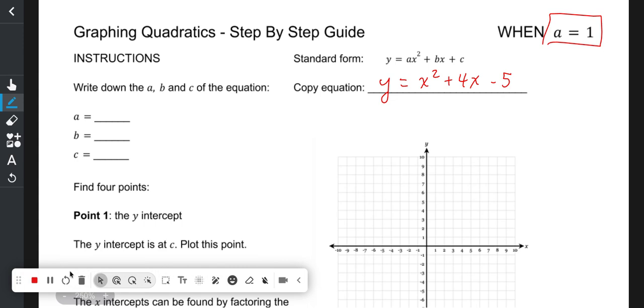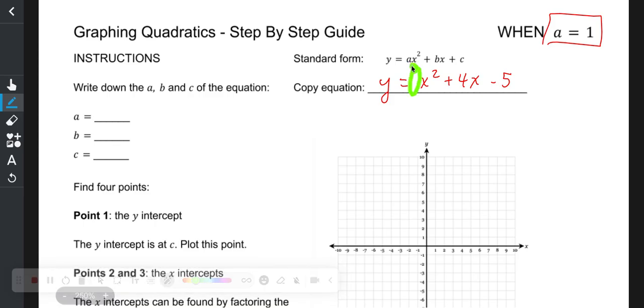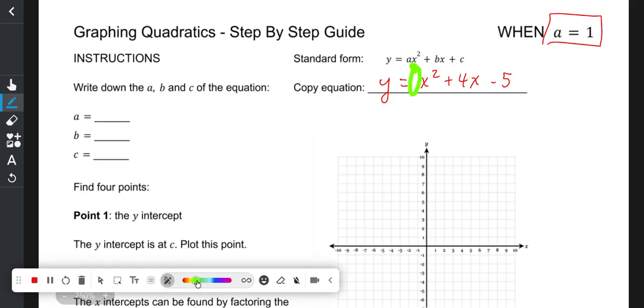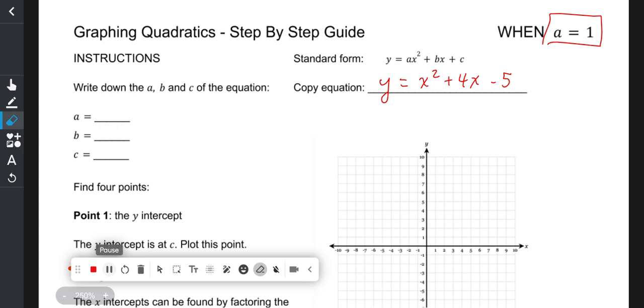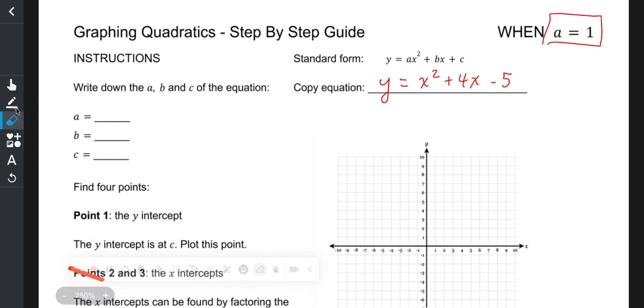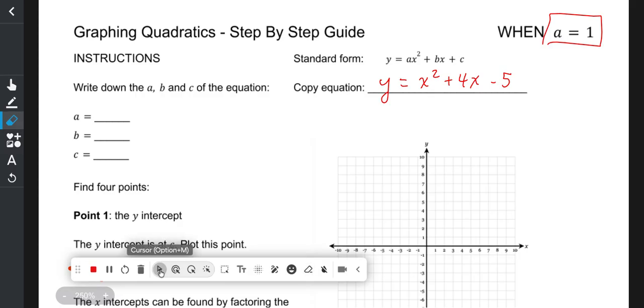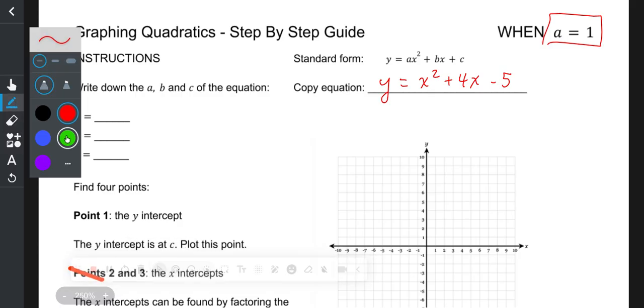Here the a is this number. You don't see a number, but if you don't see one, the number multiplying anything is 1. So positive 1, in fact. So we're going to say here that this guide is for when you have no number multiplying to x. Okay, so what we're going to do first is identify our a, b, and c from the equation.